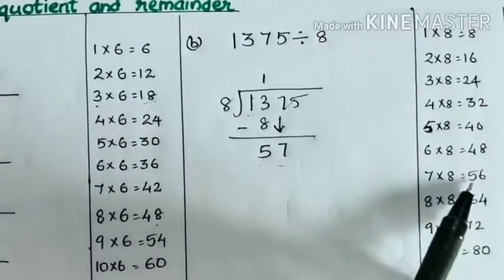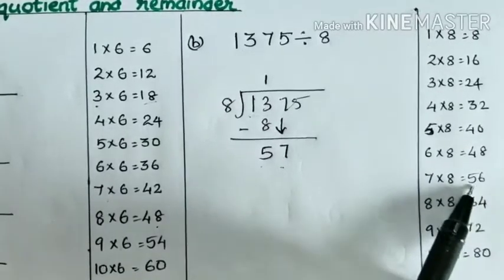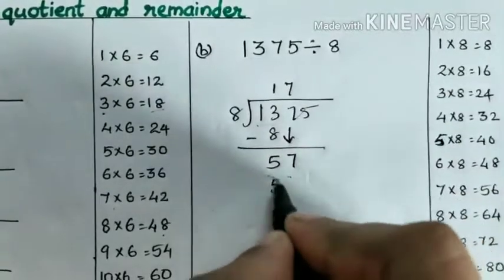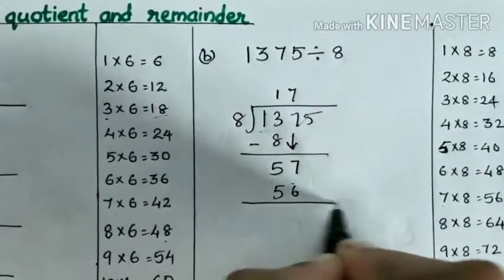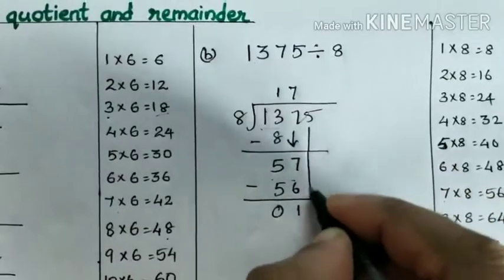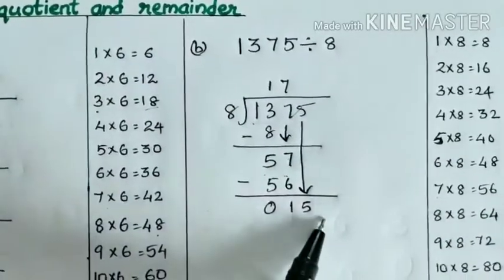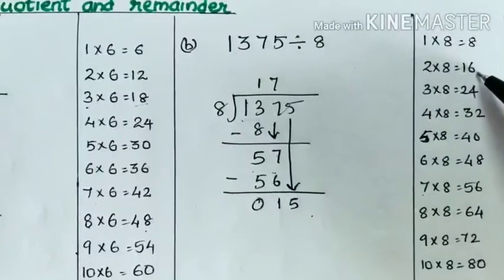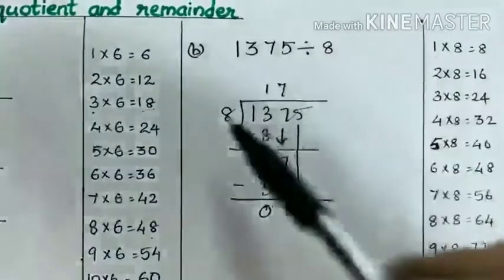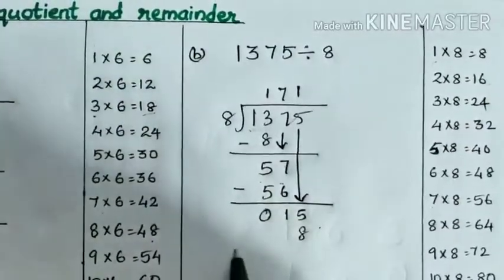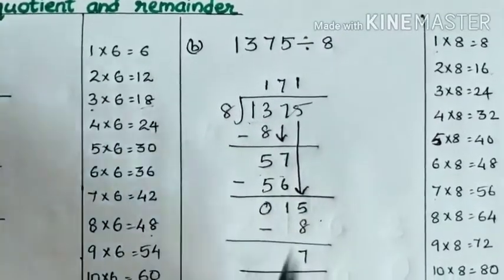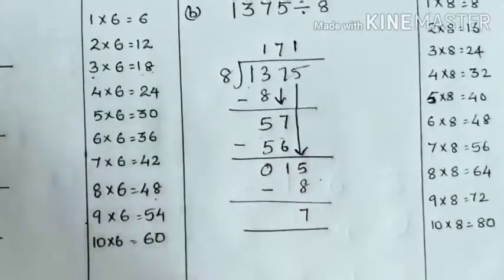57. Is there 57 in the table of 8? No. Less than that, 56. How many times? 7 times. 8 7s are 56. Subtract, 7 minus 6, 1. 5 minus 5, 0. Bring down 5. 15. The table of 8: 8, 16. 15 is not there. Less than that, 8. How many times? 1 time. 8 once, 8. 15 minus 8, 7. Quotient 171 and remainder 7.